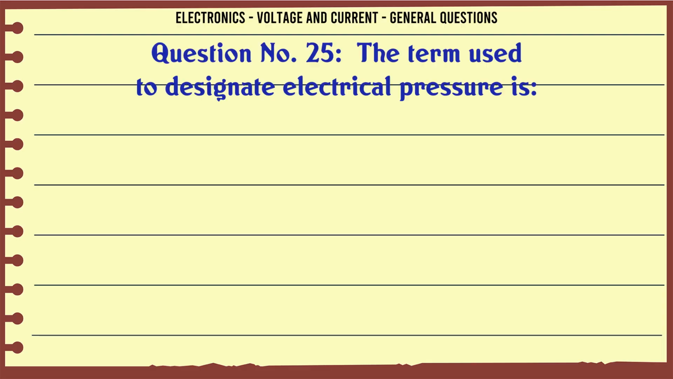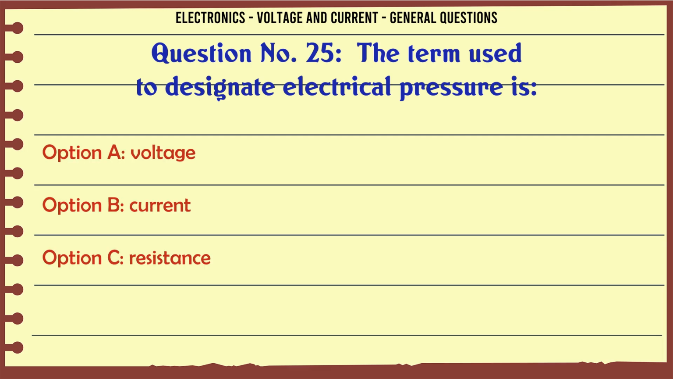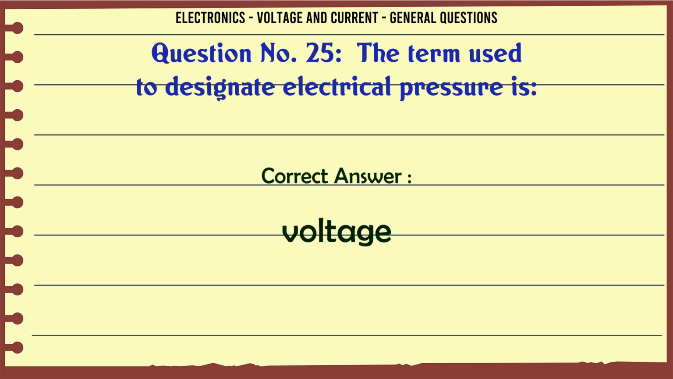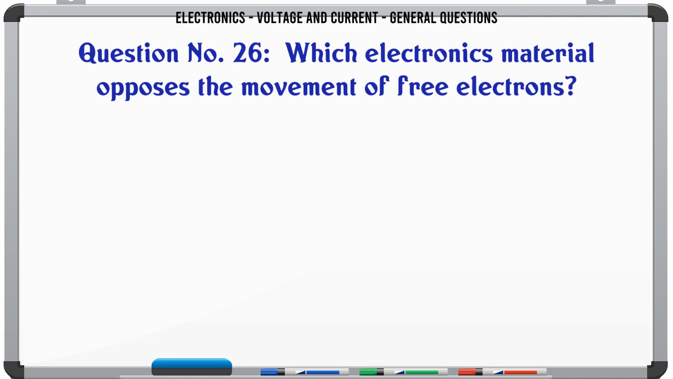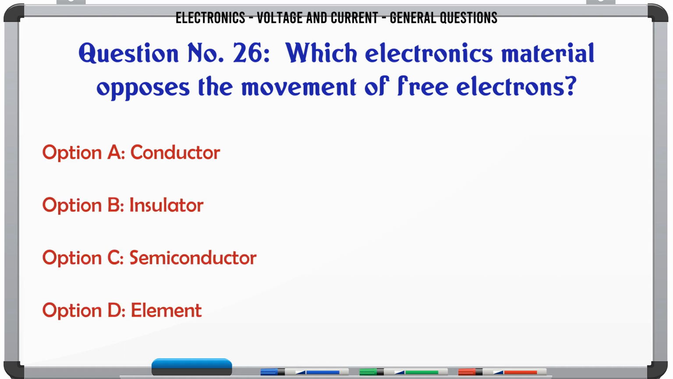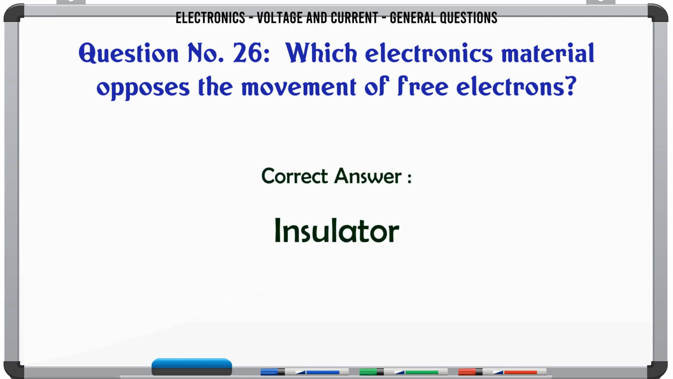The term used to designate electrical pressure is A. voltage. B. current. C. resistance. D. conductance. The correct answer is voltage. Which electronics material opposes the movement of free electrons? A. conductor. B. insulator. C. semiconductor. D. element. The correct answer is insulator.